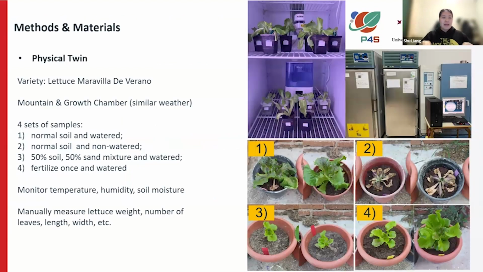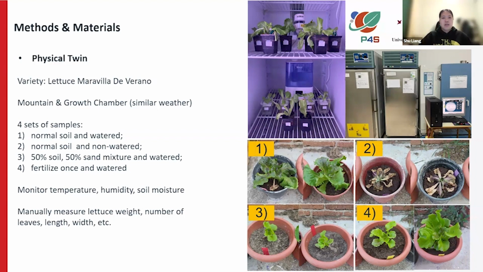We chose the lettuce variety Marvilla. We have four groups of samples. The first uses normal soil and is watered every week. The second uses normal soil and is not watered. The third uses a 50% soil and 50% sand mixture and is watered every day; the soil and sand simulate regolith. The fourth uses normal soil with fertilizer once and is watered every week.